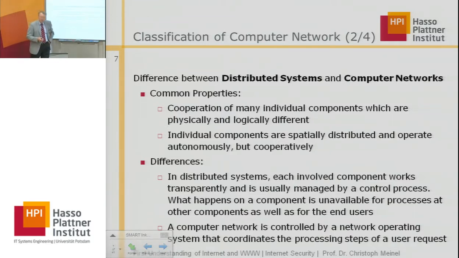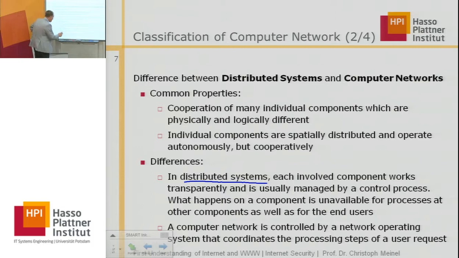Besides the common properties, there are differences. Let's start with distributed systems. In a distributed system, each involved component works transparently and is usually managed by a control process. Transparently means one does not see which component is responsible for what process. This is organized inside of the distributed system, controlled by a control process, and it's not important for the user to know. So what happens on a component is unavailable for processes on other components, as well as for the end user.